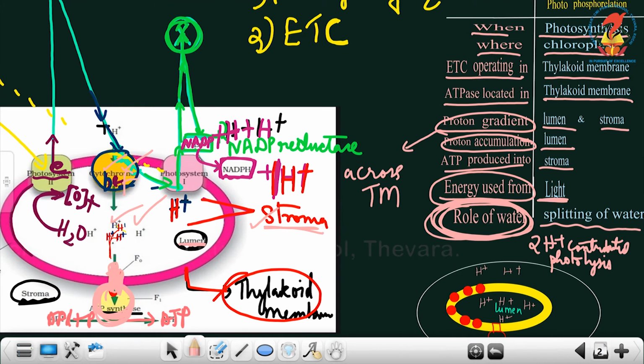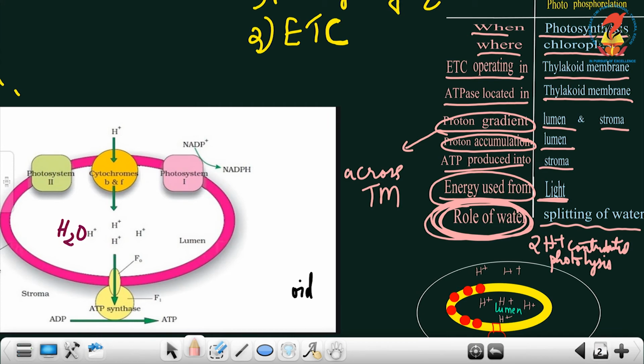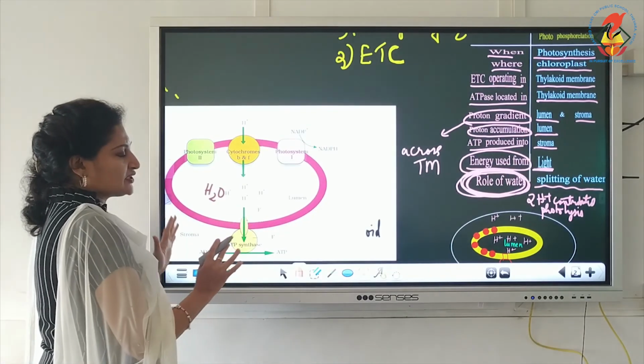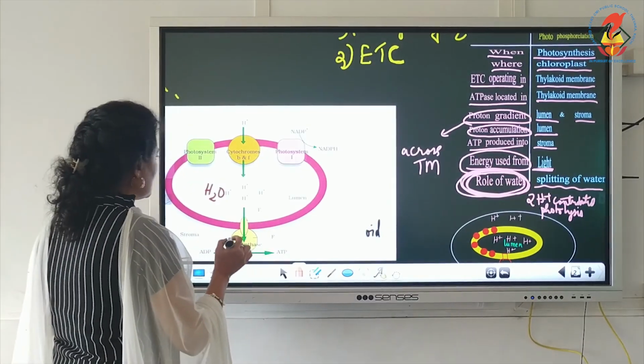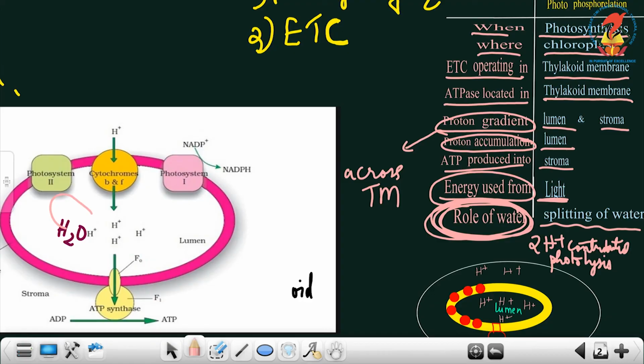So once again, I am just erasing the diagram to show you the pull out from the text. So finally, I end this chemiosmotic hypothesis with the three contributors of hydrogen. The first contributor of hydrogen is photolysis of water, splitting of water, and that is how it has contributed the two hydrogens. Let these two hydrogens be due to the splitting of water. So photolysis of water occurs on the inner side of the thylakoid membrane.